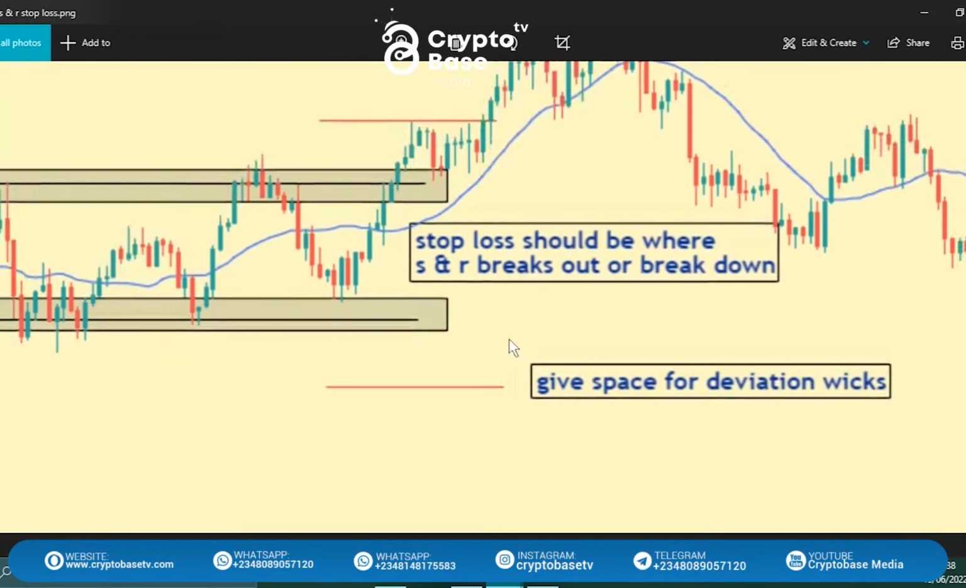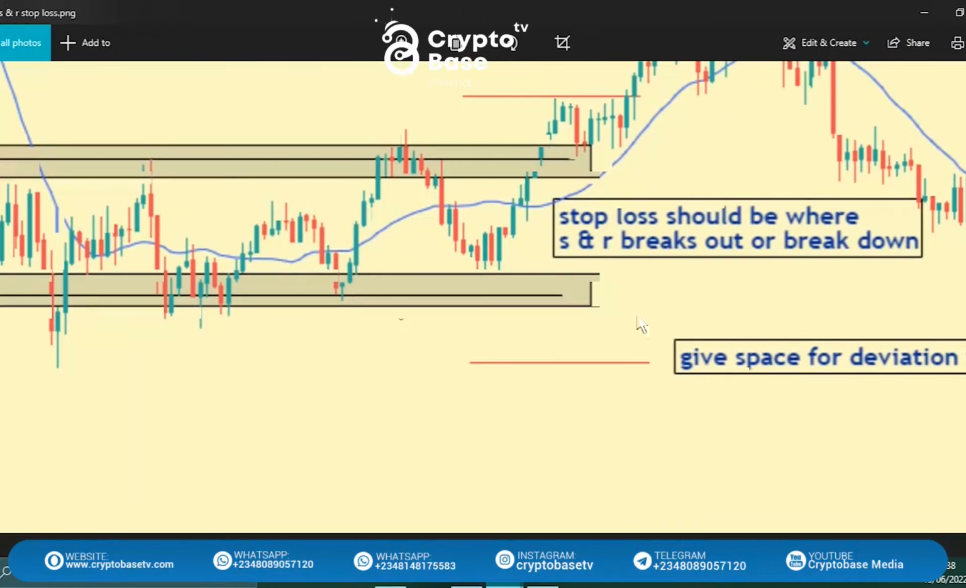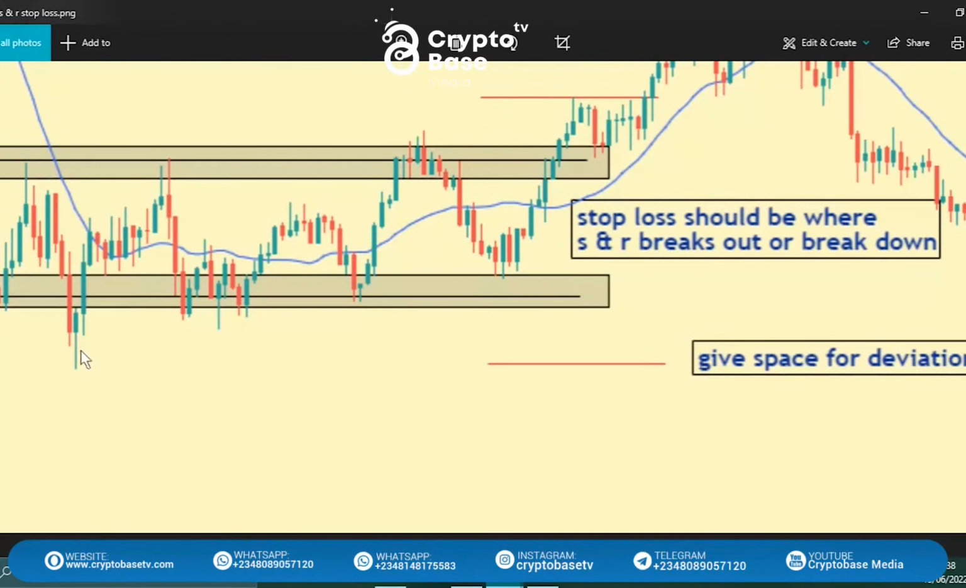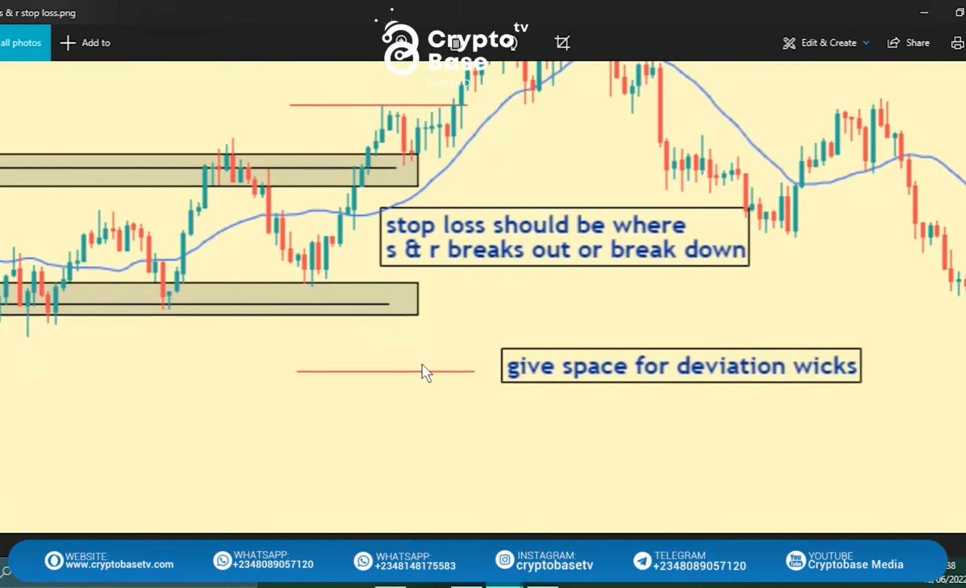And then also you need to give space for deviation wicks. Institutional traders try to push the markets down and make you think that the market is actually going down. That is why you see long wicks, for example, like this one, and then you think the market is actually going down, or you think it is actually breaking. Meanwhile, it is not breaking. You just need to give space for those types of wicks so that they don't haunt your stop loss. So that's why you also need to give space when it gets to support and resistance and other trading setups.